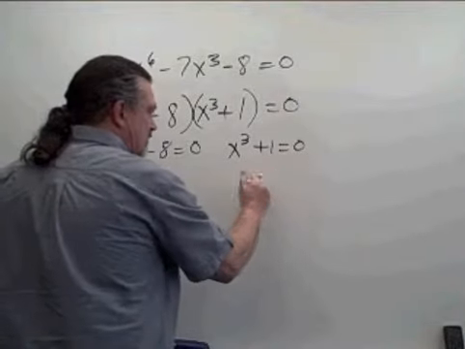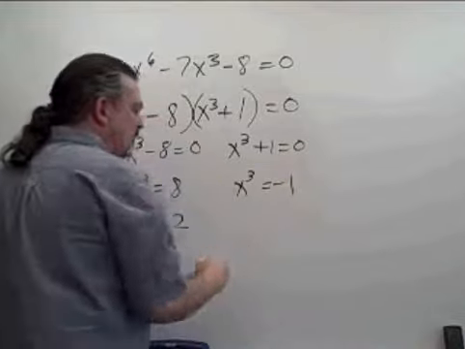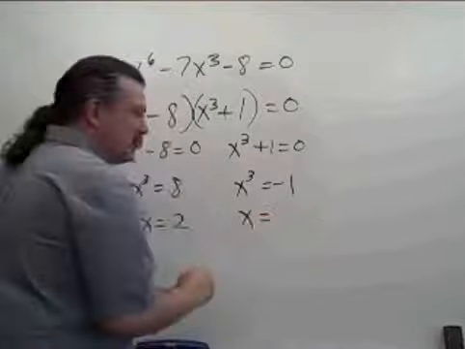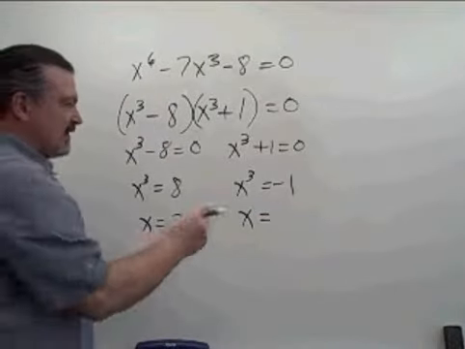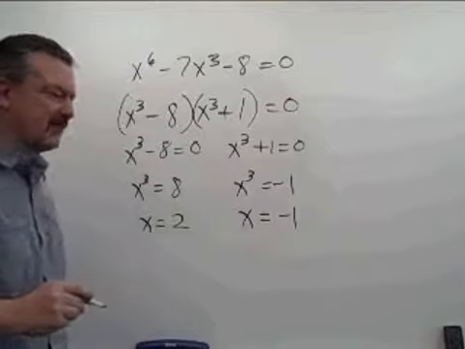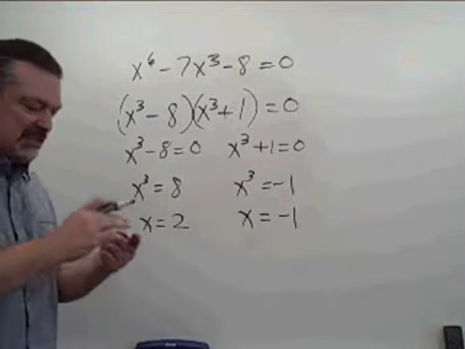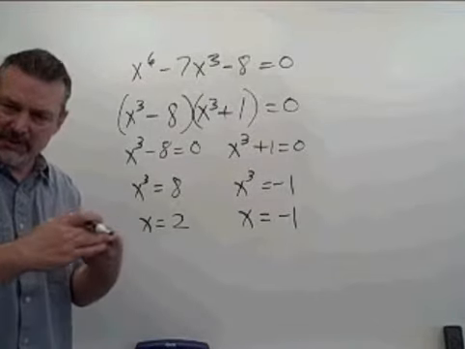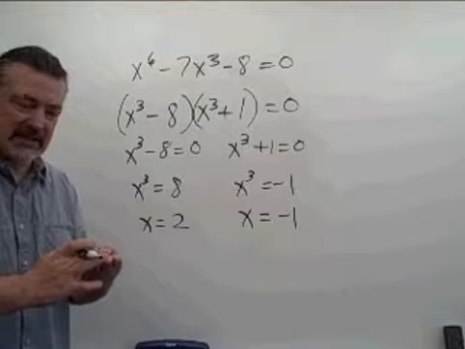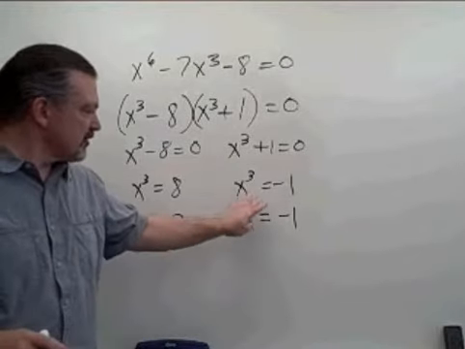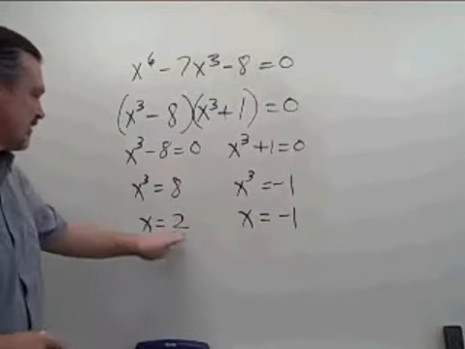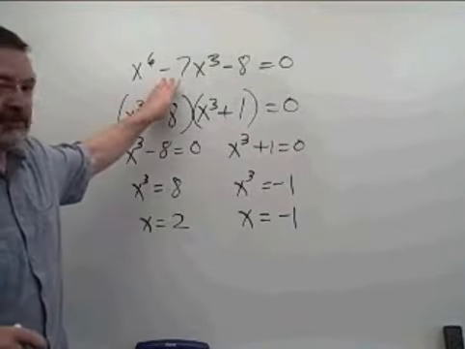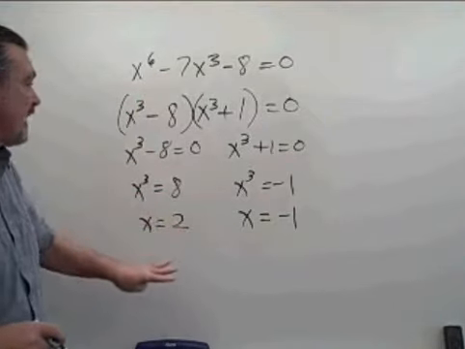Or I can solve this one. X cubed equals negative 1. I can take the cube root of both sides. Cube root of x cubed is x. And the cube root of negative 1 is negative 1. Because negative 1 times negative 1 times negative 1 gives me negative 1. Negative 1 times negative 1 is positive 1. Positive 1 times negative 1 is negative 1. So the cube of negative 1 makes negative 1, just like the cube of 2 makes 8. 2 times 2 is 4, times 2 is 8. So I was able to solve this equation by factoring.